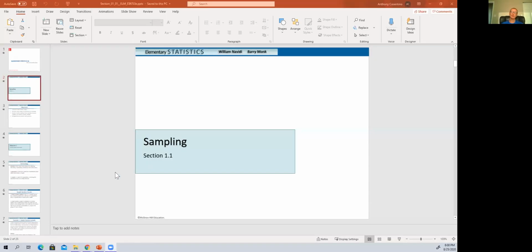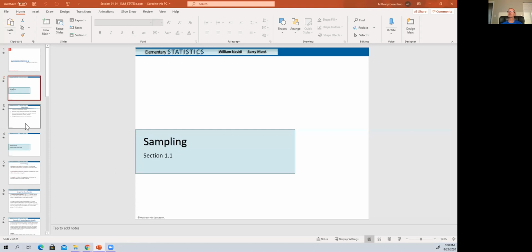So we're going to start right at the beginning, section 1.1, which deals with some definitions and basically talk about different sampling techniques. And so I'm going to share my screen here. And since there's quite a few definitions, I'll be using this PowerPoint presentation, which I will also upload along with the recorded lecture.